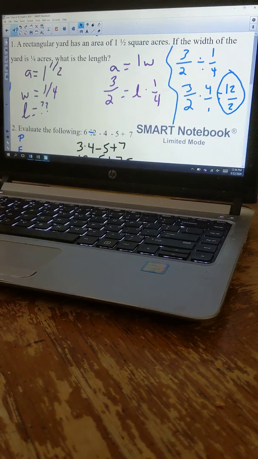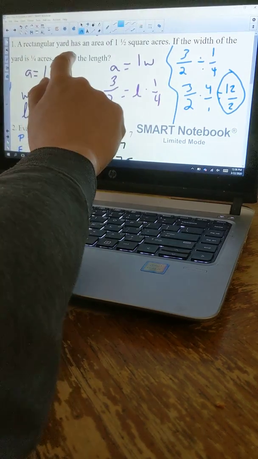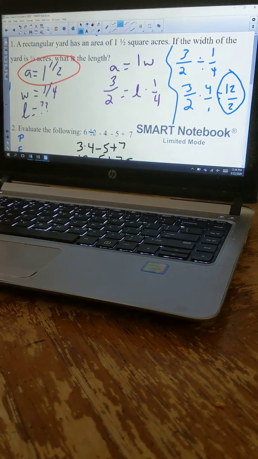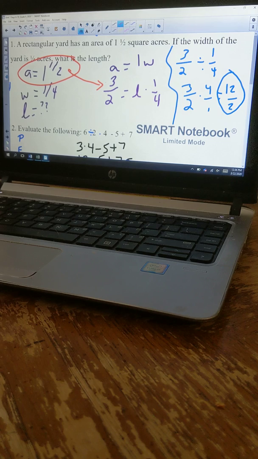All week, we're given some information. In this problem, we're given the area and we're given the width. We plug it into the formula. The only difference today, the only thing that's a little trickier is in this case, the area was actually a mixed number. So we had to convert that to an improper fraction before we can solve. So it's a one-step equation.